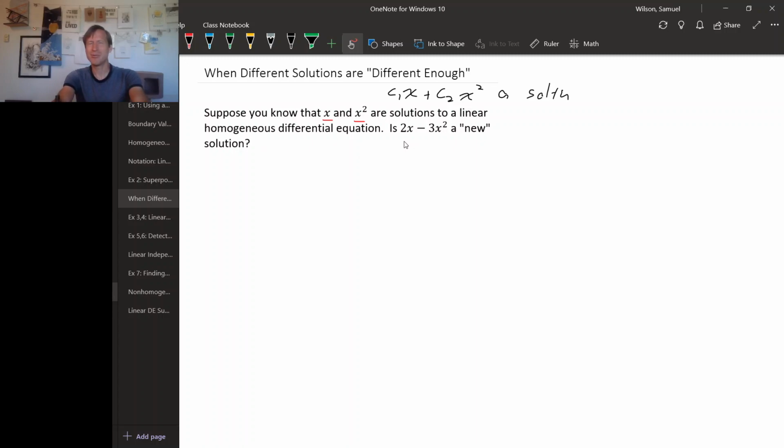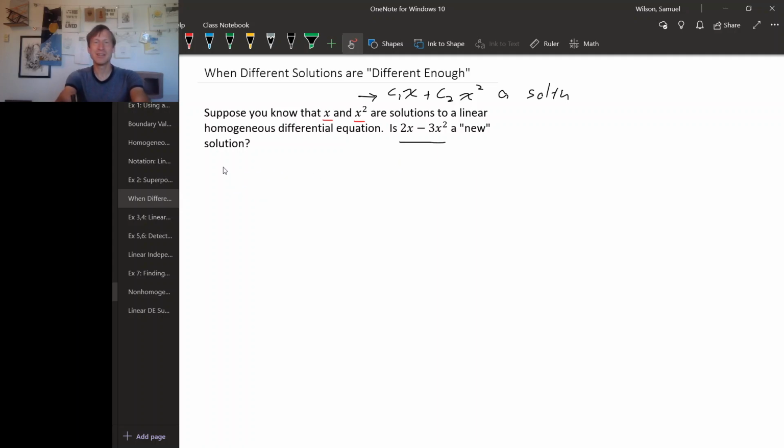So is this function 2x minus 3x squared really a new solution? Well, it definitely is a solution because it follows this template, but is it new? Well, no, it's not new. Since we already knew x and x squared were solutions, we would know automatically that 2x minus 3x squared is a solution. So, it doesn't really count as new.